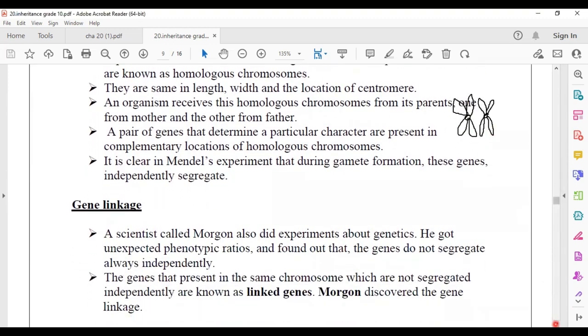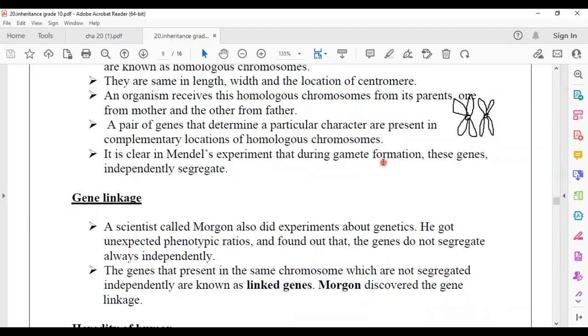It is clear in Mendel's experiments that during gamete formation, these genes independently segregate. We saw that these genes have independently segregated into different cells while the gametes are forming. When gametes are forming, genes are independently separating. That is independently segregating.